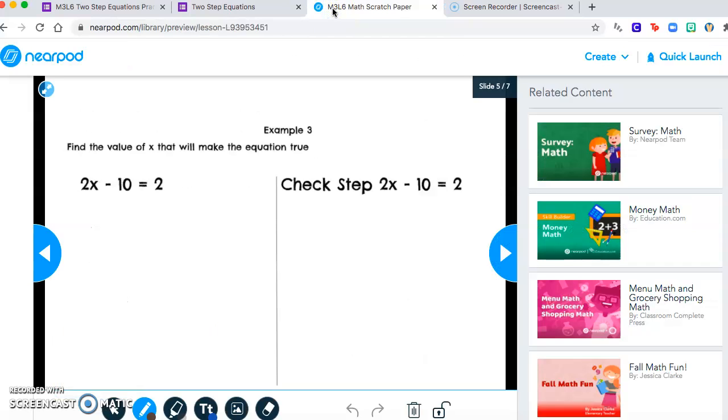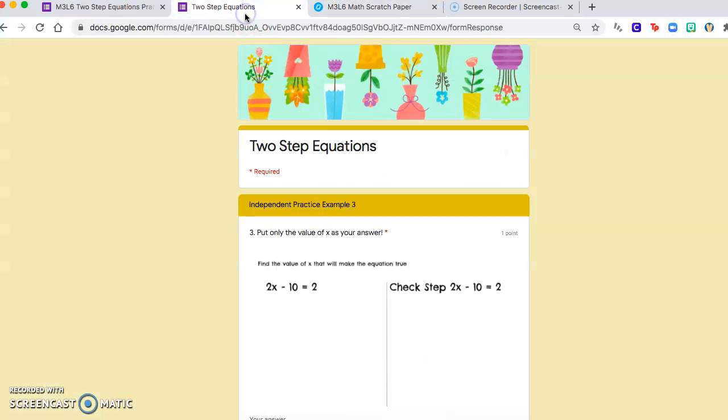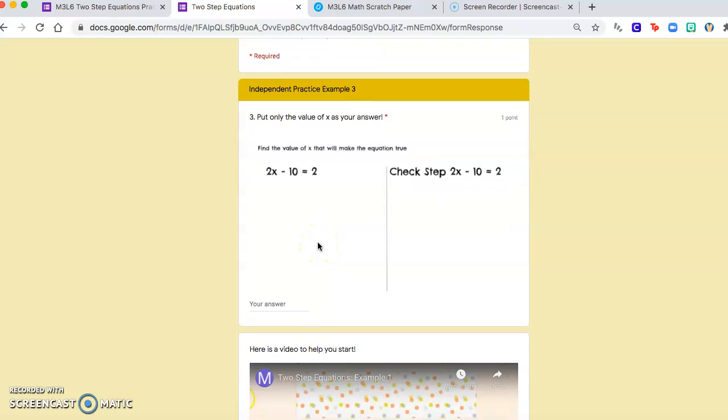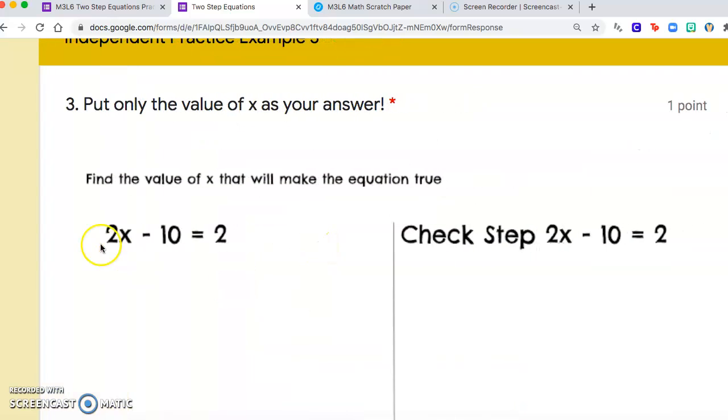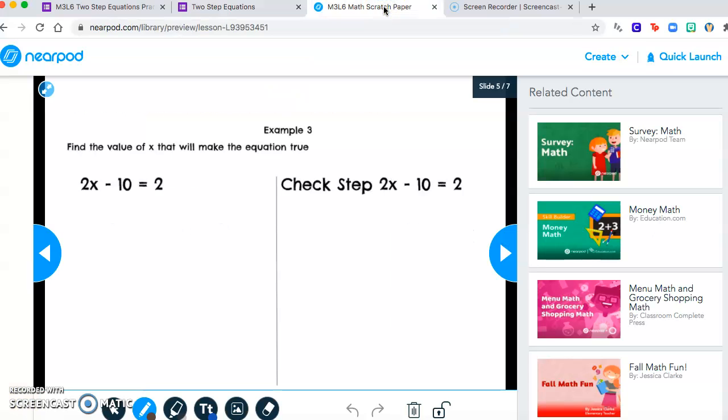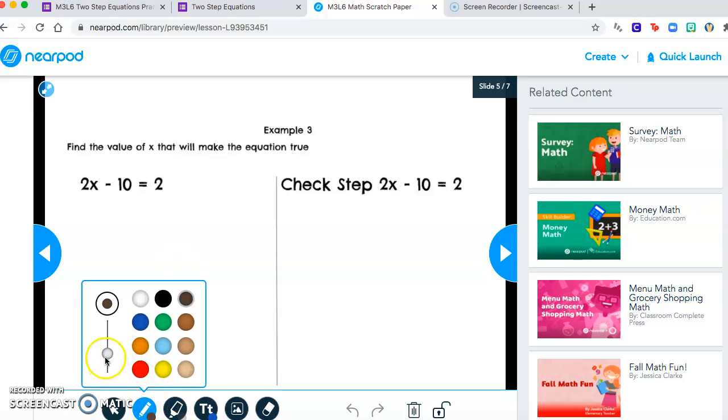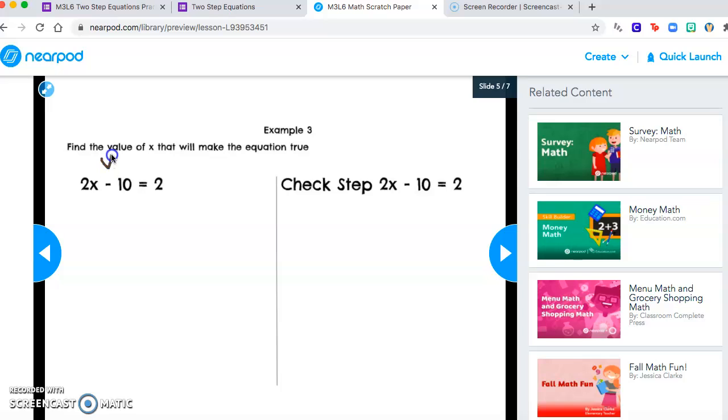Alright, so we need to talk about example 3. I'm not going to actually help you solve it, but the only difference is I just want to remind you, what do you do when it's 2x minus 10 instead of 2x plus 10? So for example 3, just remember that the whole goal is we always want to get only variables on the variable side and only numbers on the number side.